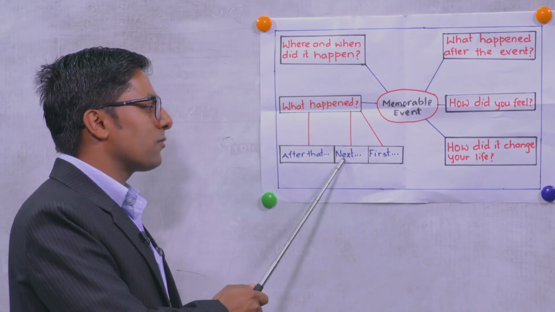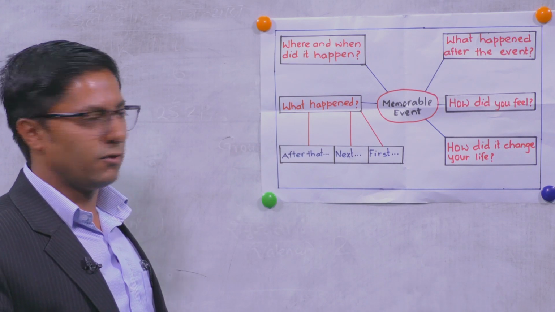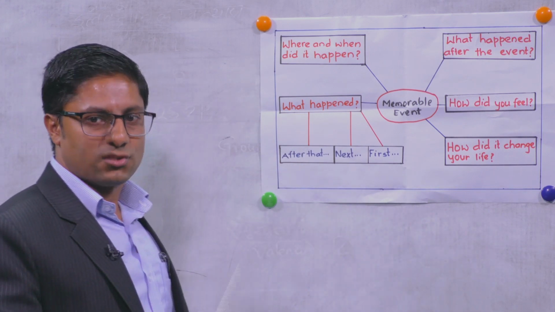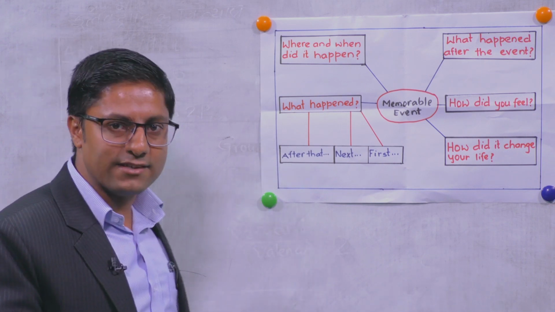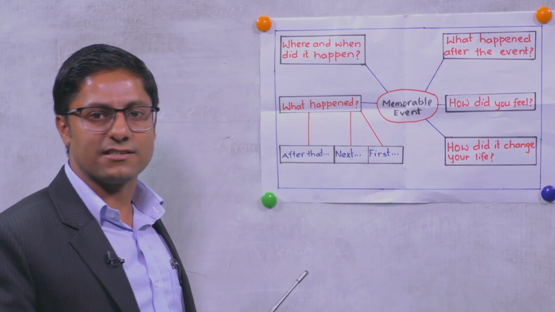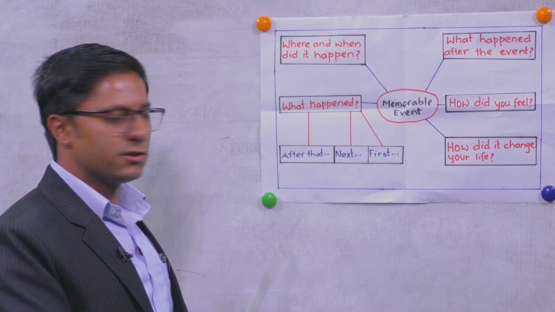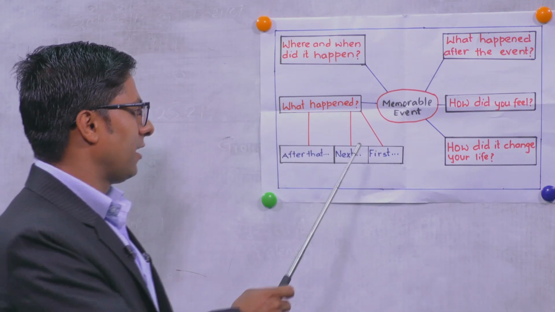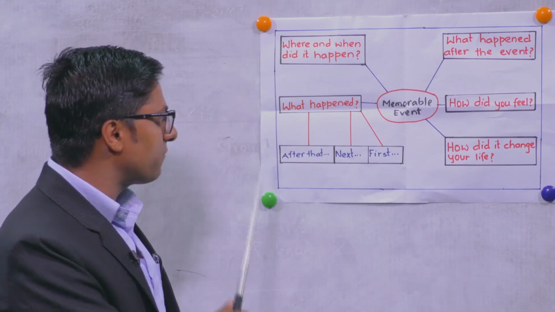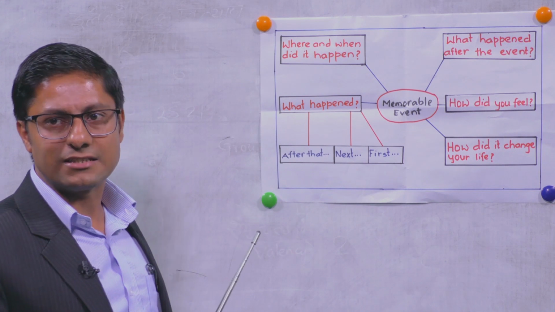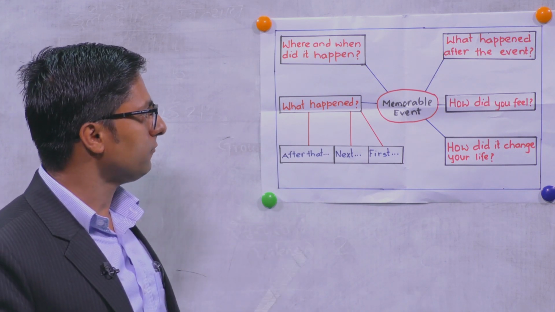Then you write what happened next. What was the next event that took place? Similarly, you think of the event that took place after that. Recall all the events from beginning to the end. What happened in the beginning and what happened at the end. Think of or recall all these events.